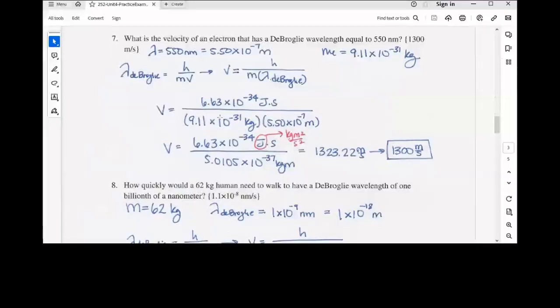So again, I stuck with Planck's constant in joule seconds just for simplicity. And when you calculate what the linear momentum of this electron is, you find that it would be 5.0105 times 10 to the negative 37, and those units are kilogram meters. Remember that a joule is a kilogram times meter squared over second squared. So when you do the full unit cancellation, 1 meter survives in the numerator, 1 second survives in the denominator. We're left with 1,300 meters per second.